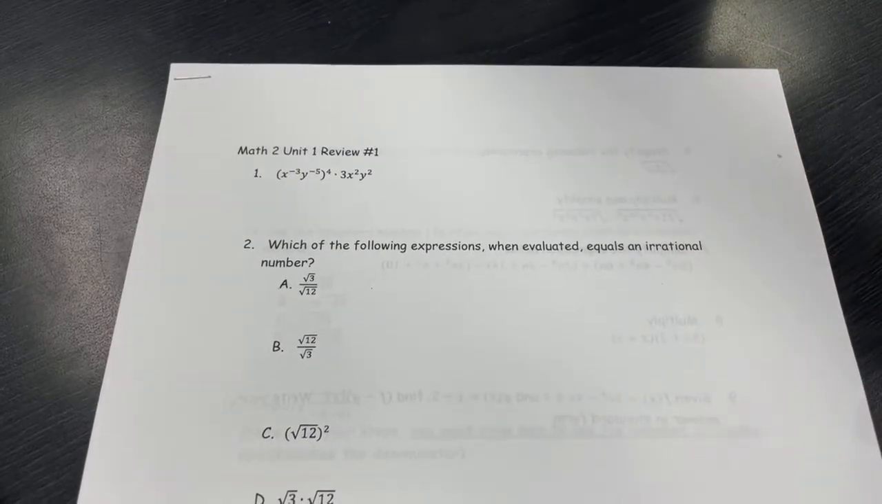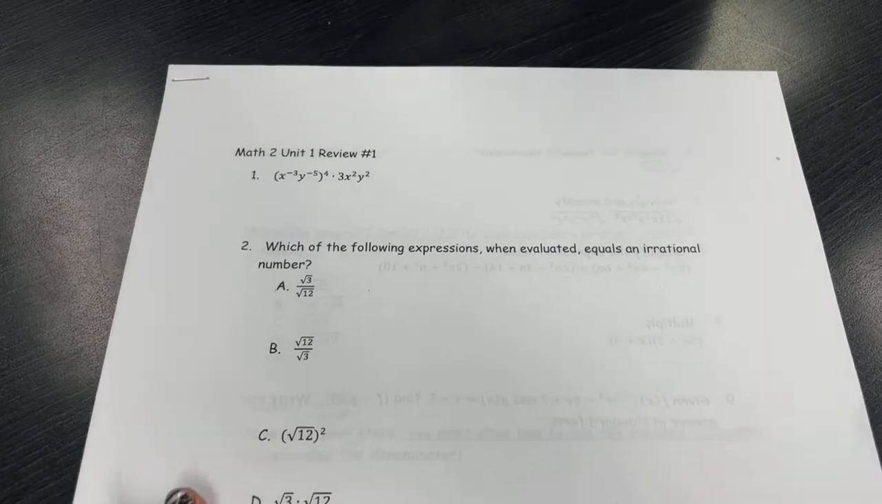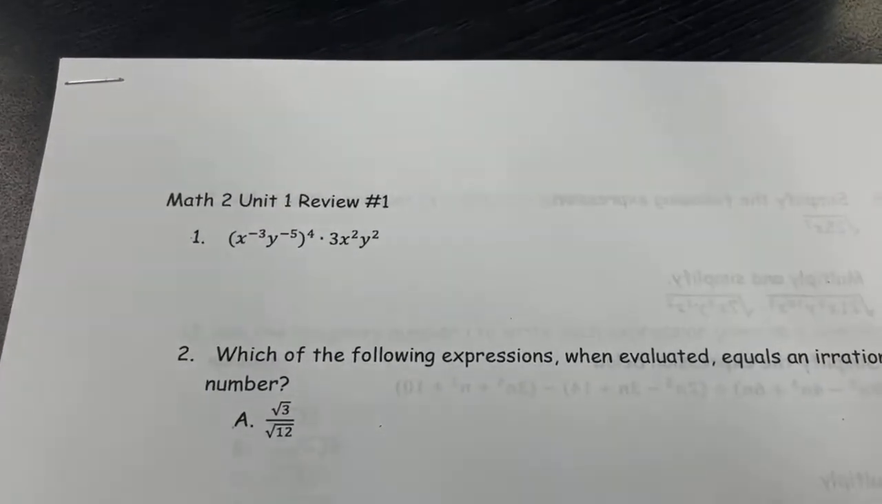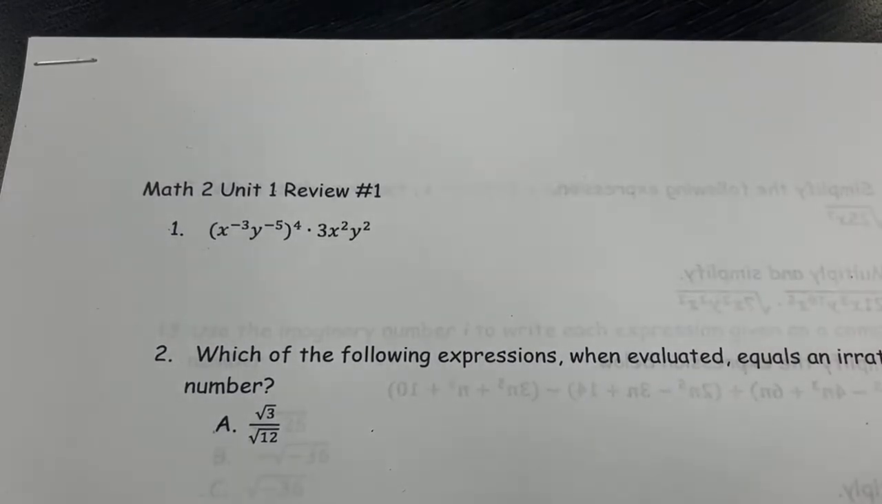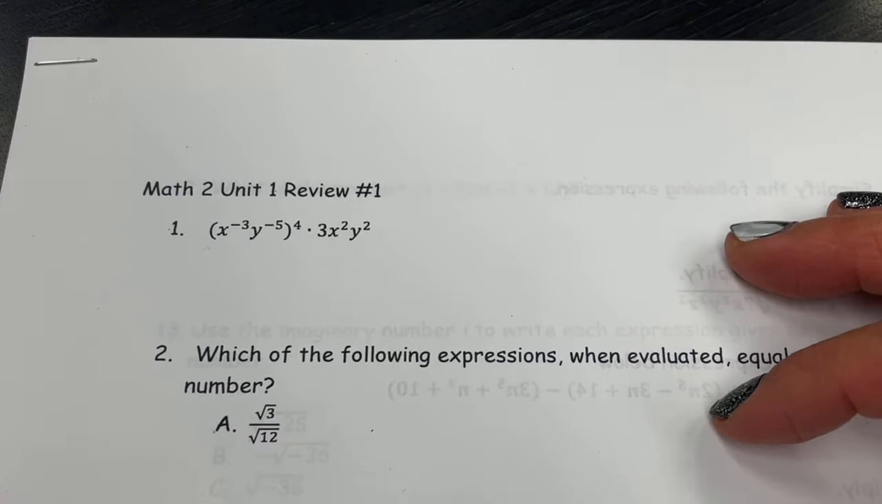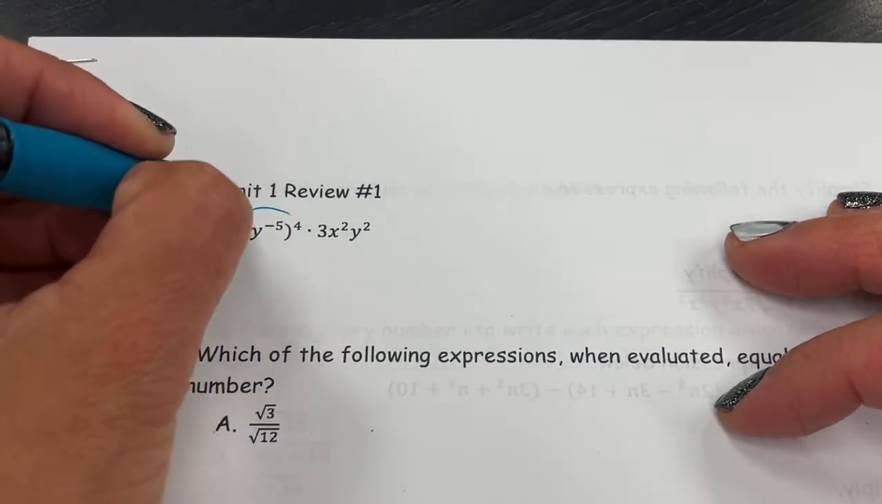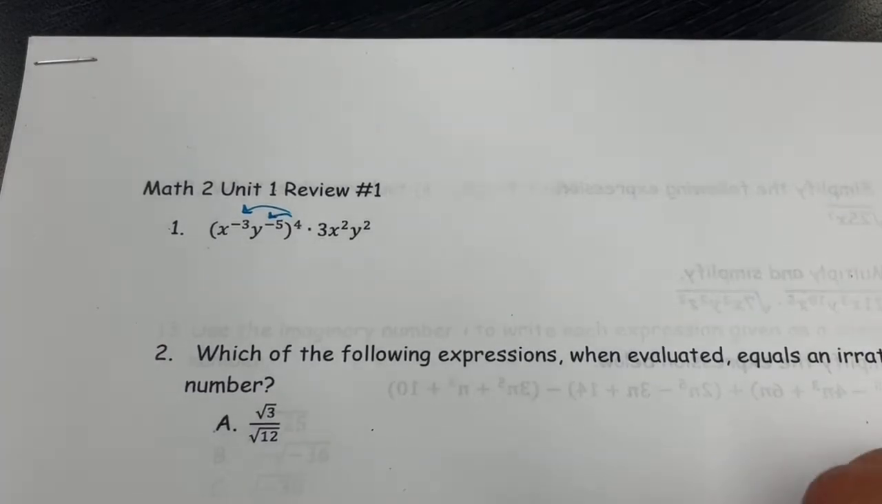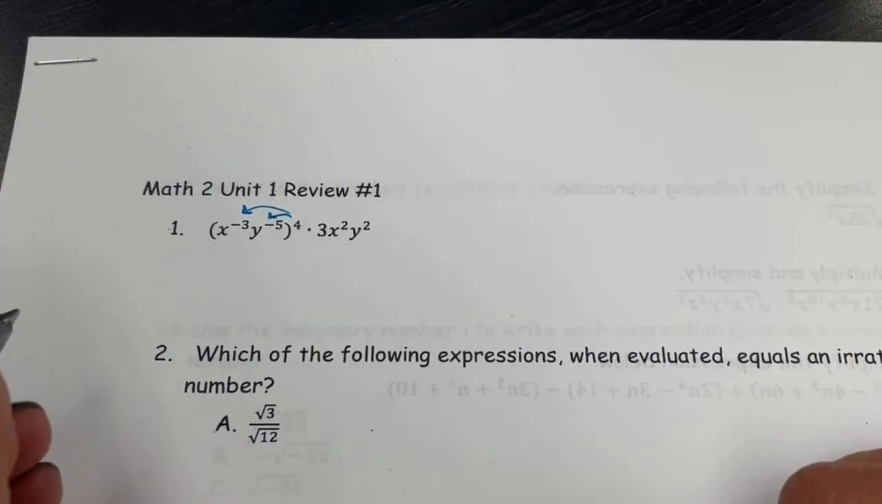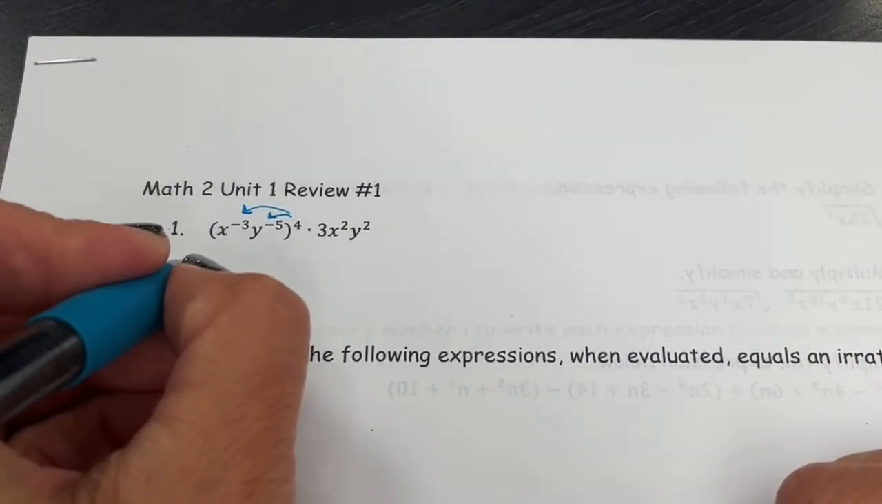Okay, so we're gonna go over this review. First of all, number one, we have x to the negative third, y to the negative fifth, all raised to the fourth power times 3x squared, y squared. First things first, we gotta make sure that we distribute that power of 4 to both things inside the parentheses. Remember, when you have a power raised to a power, you multiply the exponents.